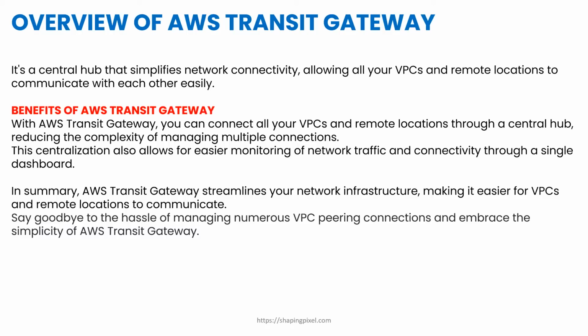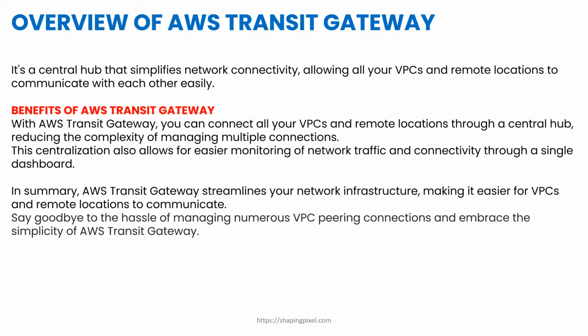So let's jump into the overview of AWS Transit Gateway. It's a central hub that simplifies network connectivity, allowing all your VPCs and remote locations to communicate with each other easily. With AWS Transit Gateway, you can connect all your VPCs and remote locations through a central hub, reducing the complexity of managing multiple connections.